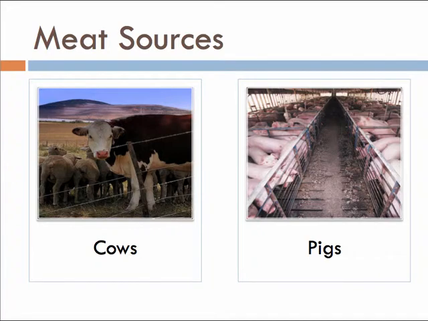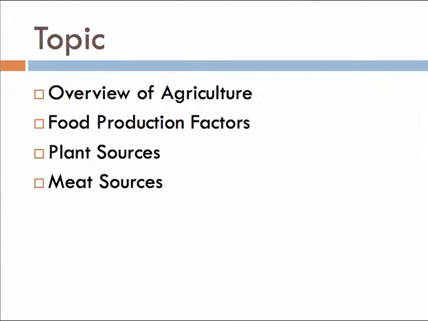U.S. citizens eat 120 kilograms of meat per person per year, whereas citizens of India consume 4.4 kilograms of meat per person per year. So today we looked at an overview of agriculture, food production factors, as well as plant and meat sources.